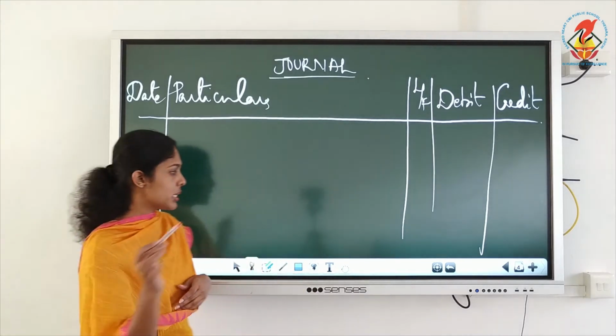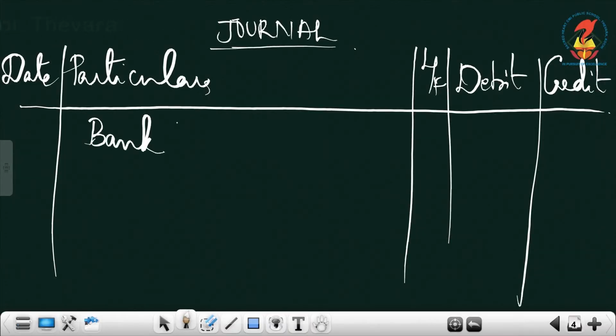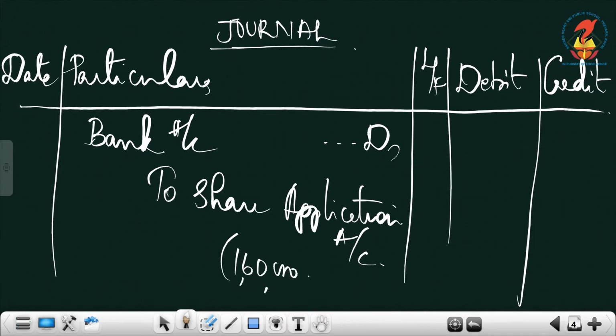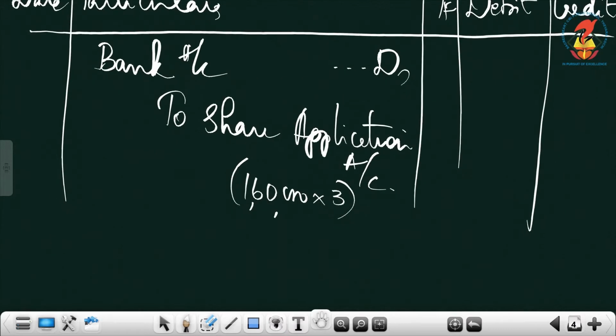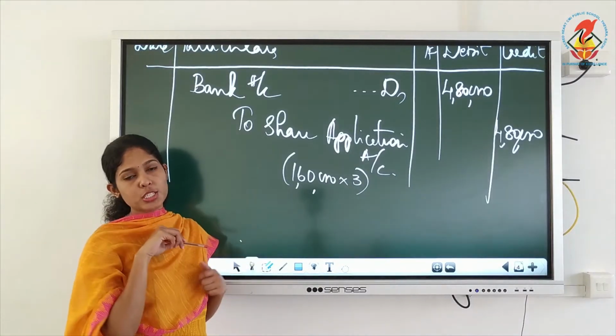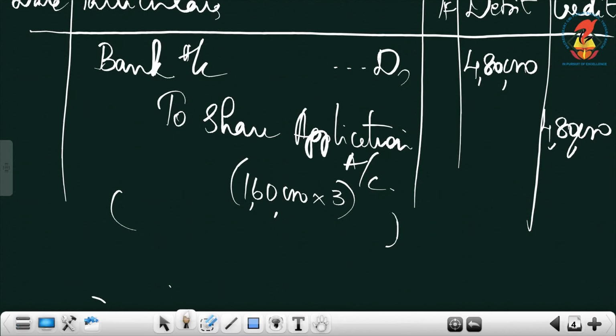Are we supposed to write only 2 lakh 70? No. See, first entry will be bank account debtor to share application account and it will be the total number. Company's total number is 1,60,000 shares; sorry, we received applications, we didn't issue. So 1,60,000 into 3, the total amount you are supposed to write. When we did company calculation, we did it as two separate categories, but when you write the journal entry, you have to consider the total shares.